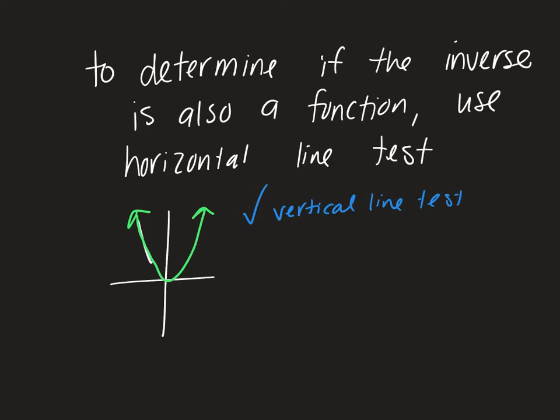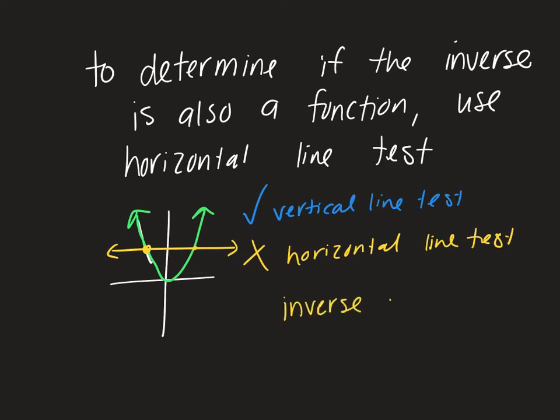But to tell if the inverse is going to be a function, it has to also pass the horizontal line test. So that means if you draw a horizontal line through it, it can only touch at one point. But this one touches at 2 points, so it doesn't pass the horizontal line test. Therefore, the inverse is not a function.